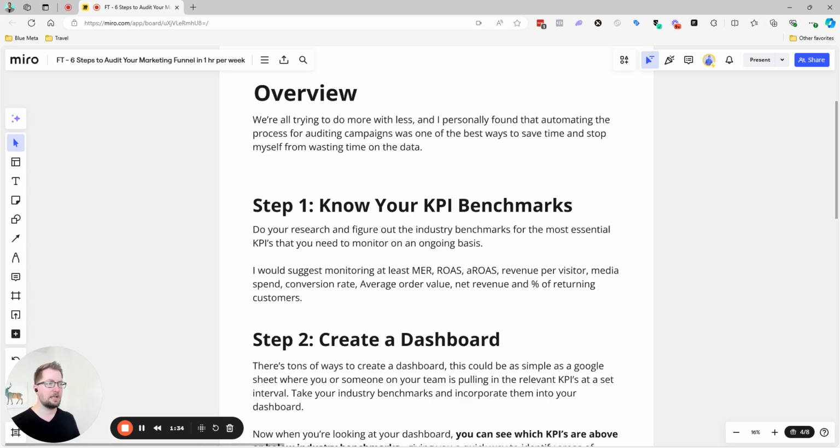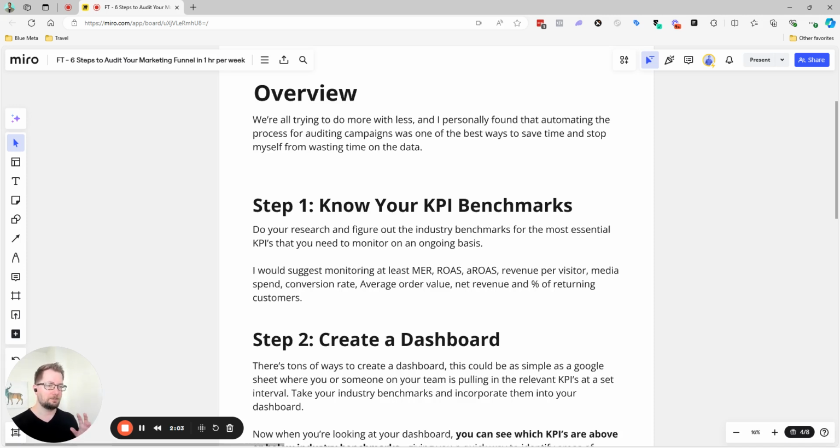So every industry has their own benchmarks. Even within the apparel space, there's different benchmarks for different subsegments, whether it's athleisure, whether it's footwear, whether it's outdoor. There's lots of different KPI benchmarks. So I would suggest at least monitoring MER, ROAS, AROAS, which is your cold ROAS, and revenue per visitor, media spend, conversion rate, average order value, net revenue, and percentage of returning customers.